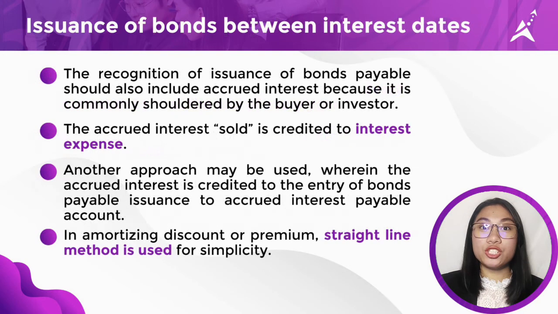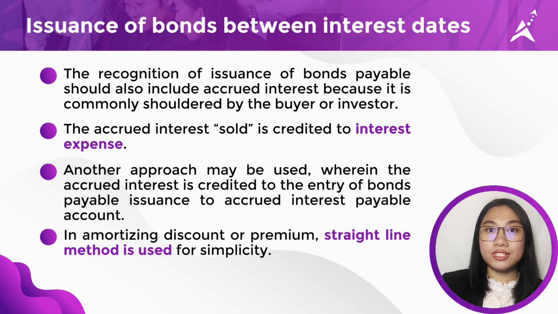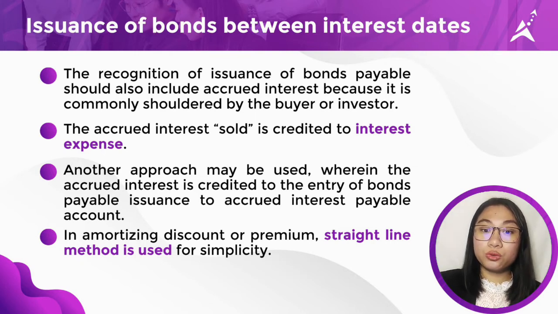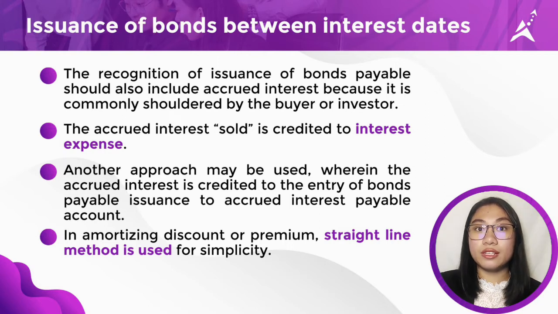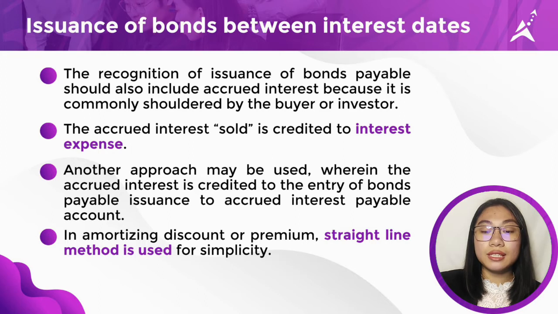Now we come to the next part, which is the issuance of bonds between interest dates. Most of the entities choose not to issue bonds on the exact date they bear interest. Instead, the entity or the issuer collects from the investors the interest that has accrued since the last interest payment date. This means that when recording the bond issuance, accrued interest should be included and it will be paid by the buyer. After that, when the payment of interest occurs, that's the time the issuer pays the bondholders for the entire interest period. Remember that accrued interest that is sold is credited to the interest expense account.